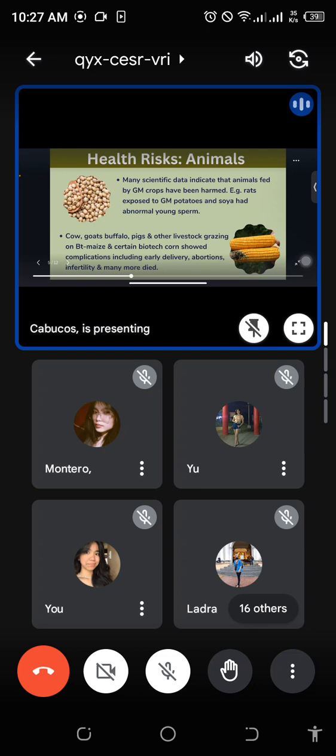So there has been research conducted by some scientists over many years, and they had test subjects, which are rats, and they only fed them soya or potatoes. Potatoes and soya are also examples of GM crops. They fed them over the years with only these two foods, and they observed and came to the conclusion that these young rats have abnormal sperm.